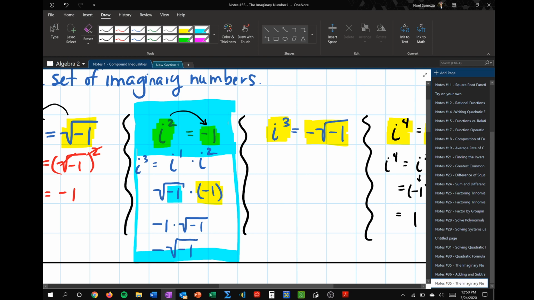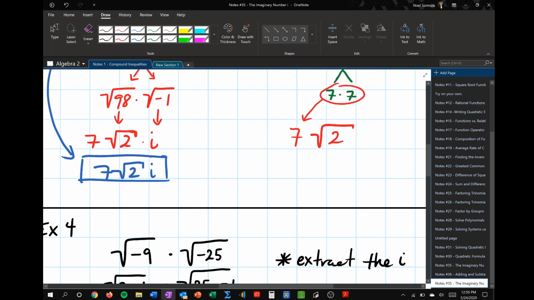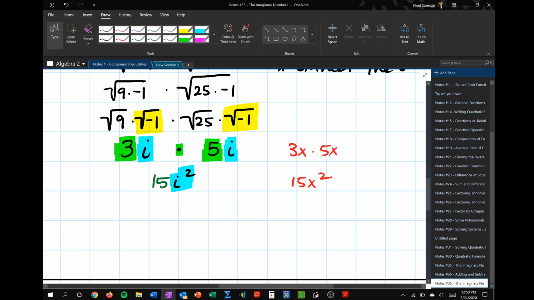We have to then convert i squared to -1. So now 15 times i squared, it's no longer i squared, it's actually -1. So here was my final answer, -15. So this is the correct way to do it.